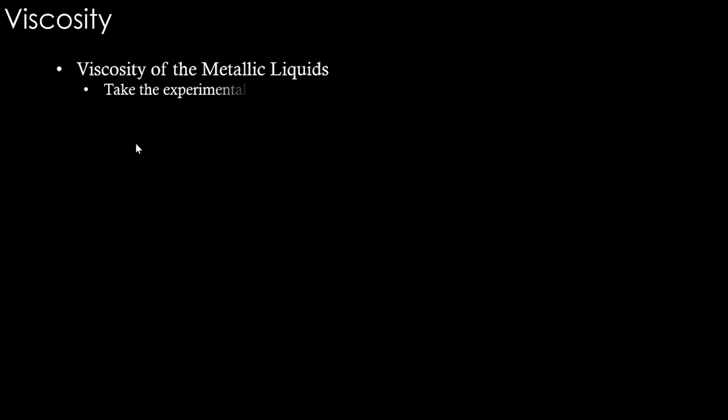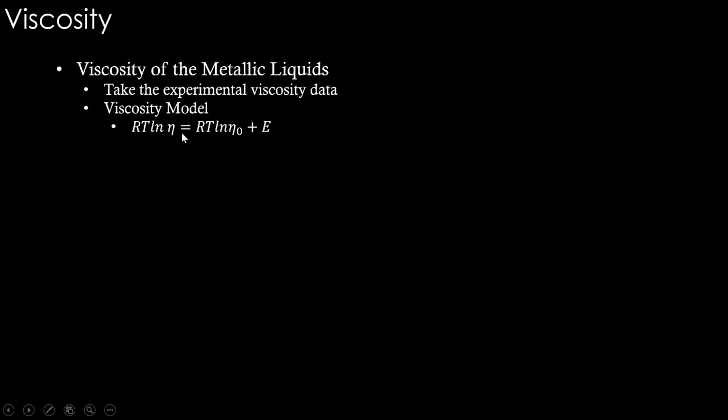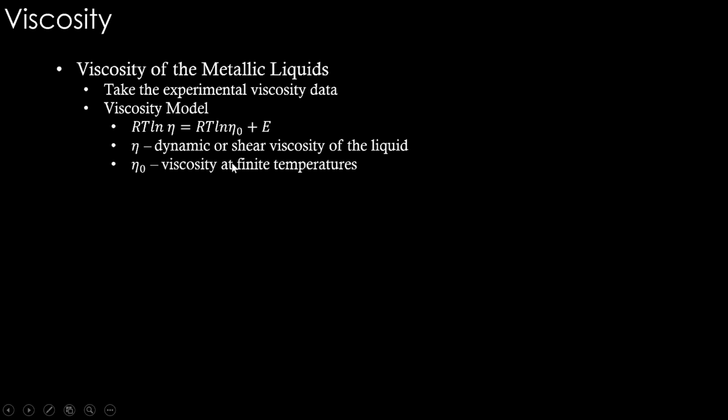Viscosity of metallic liquids. Take the experimental viscosity data. So that is the input data, and how the modeling is done. So like this: RT ln η is equal to RT ln η₀ plus E. Okay. And this η is the dynamic or shear viscosity of the liquid. If we want η, we have to take these things to the other side and figure it out. And this η₀ is viscosity at infinite temperature, and E is the activation energy. So if you understand the physics of viscosity, you will know that it requires an activation energy and this temperature dependency here. What we will be optimizing is this activation energy. Okay, Redlich-Kister and all will come there.